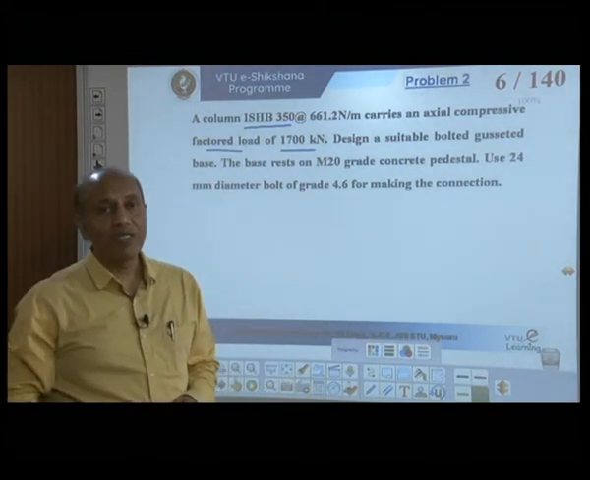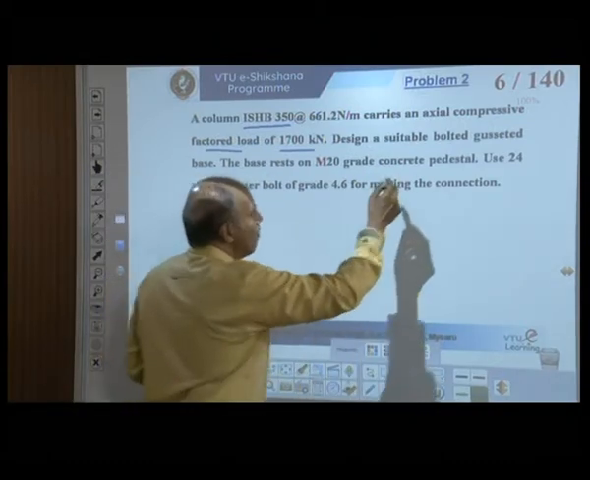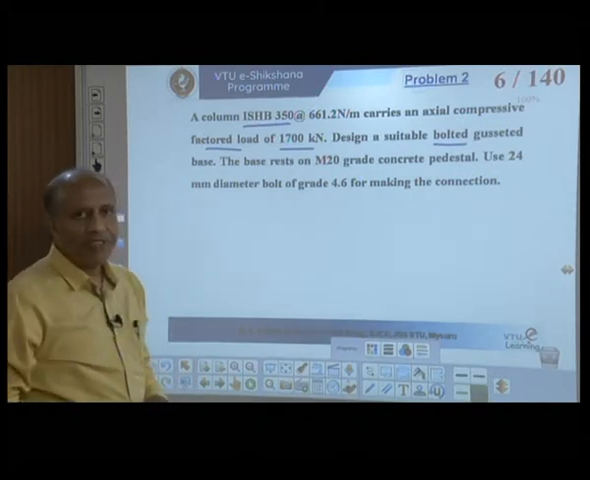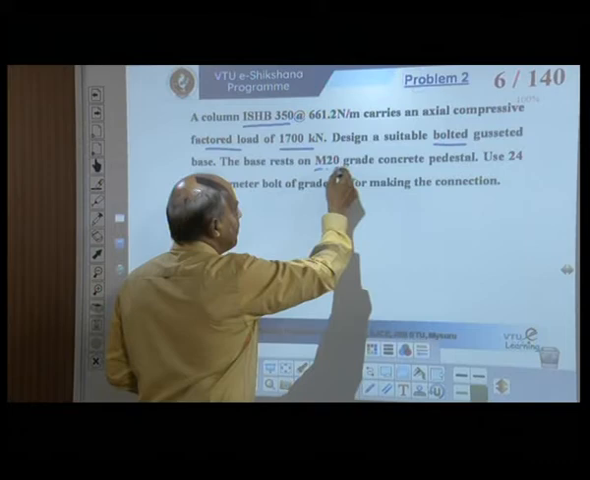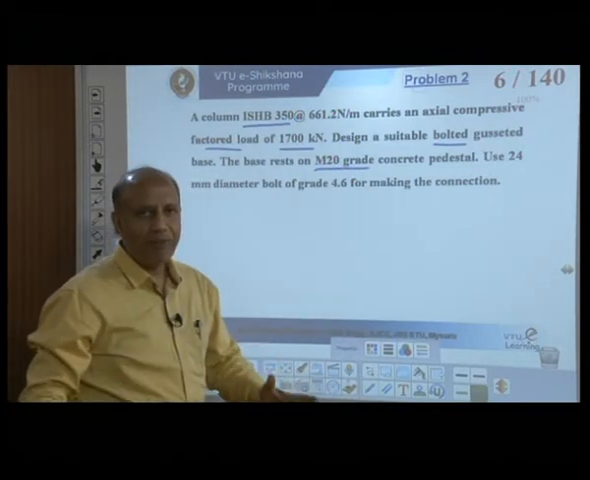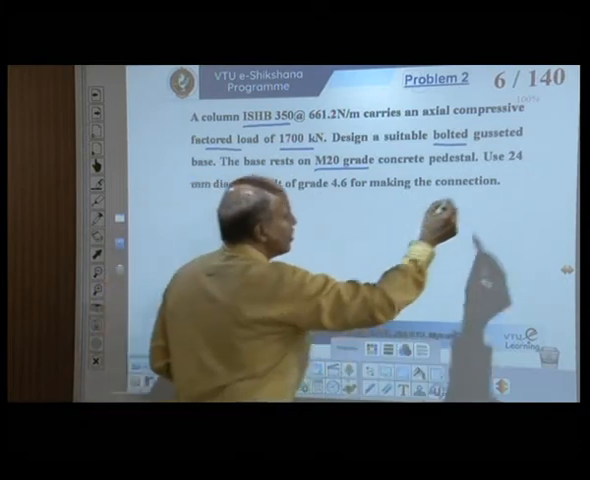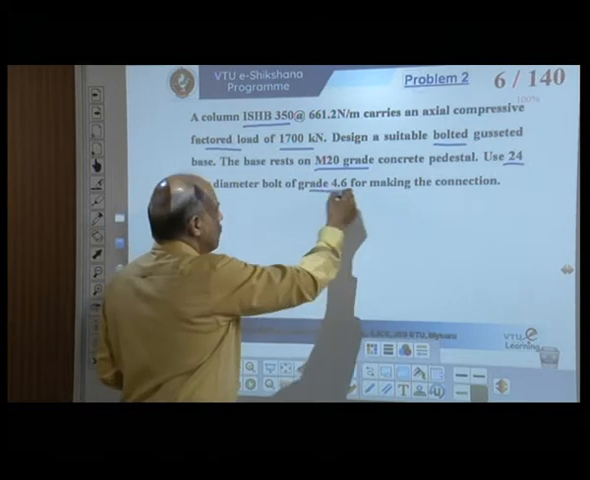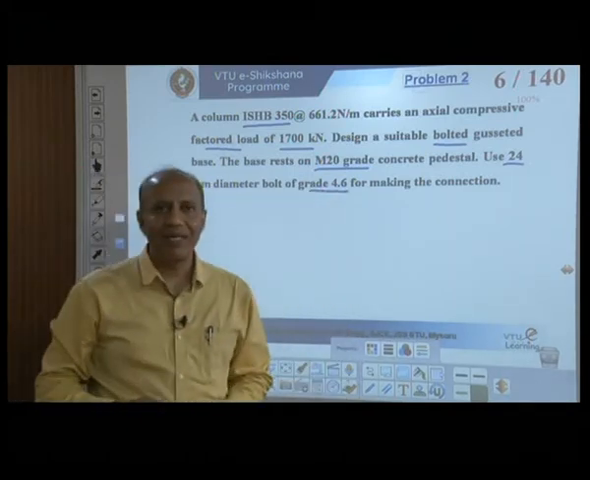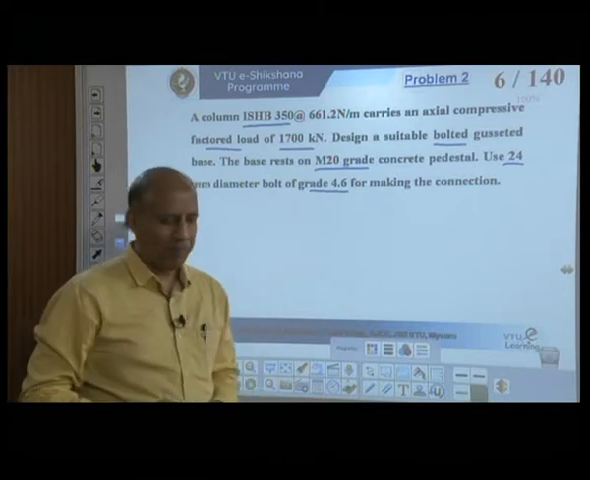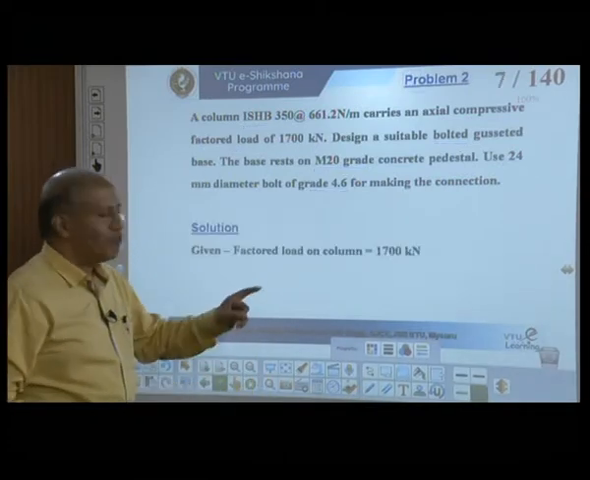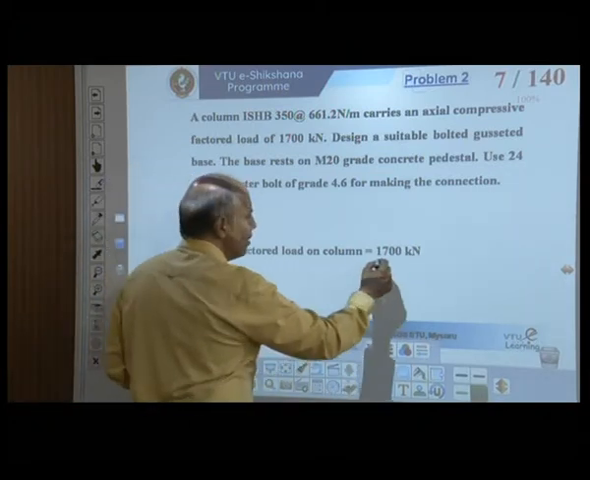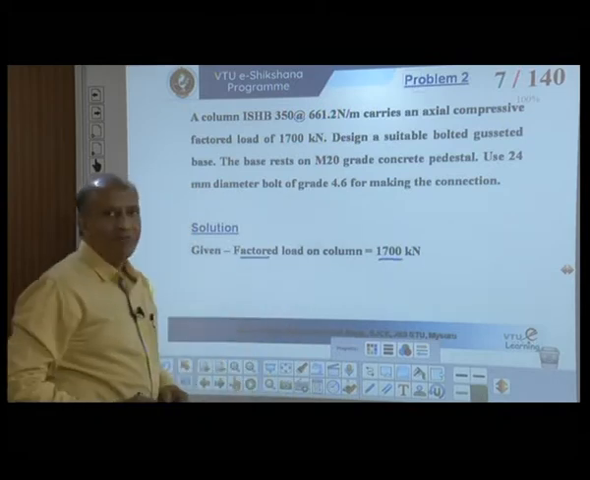So, we are trying to design an appropriate bolted gusseted connection, and this rests on M20 grade concrete, on which we keep this slab base. We are using 24 mm diameter bolts in the connection, of grade 4.6. So, these are the data that we have for this particular problem. Now, the load acting on the column is 1700 kilonewtons, and it is the factored load that we have here.